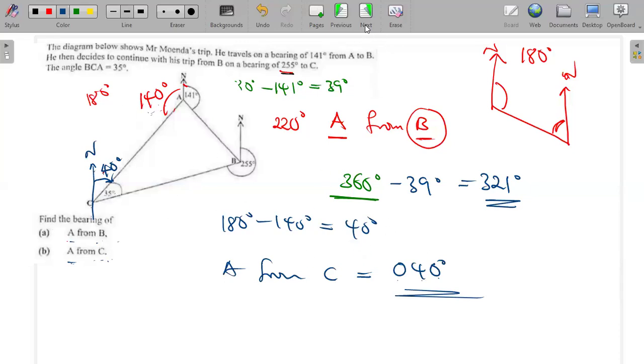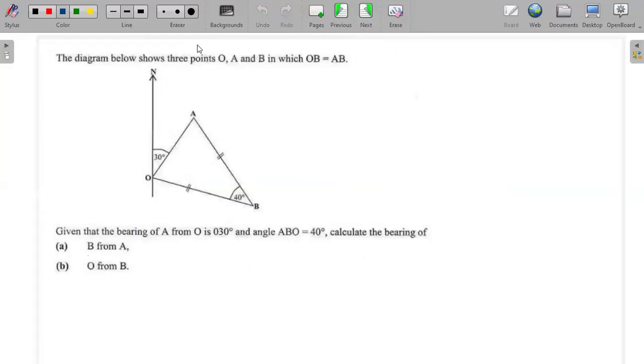Okay, let's look at another question. The diagram below shows three points O, A, B, in which OB and AB are equal. Given that the bearing of A from O is 30 degrees, and the angle ABO is 40 degrees, calculate the bearing of B from A.